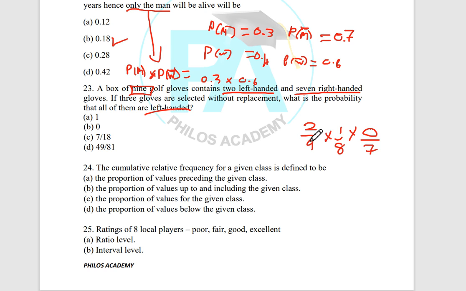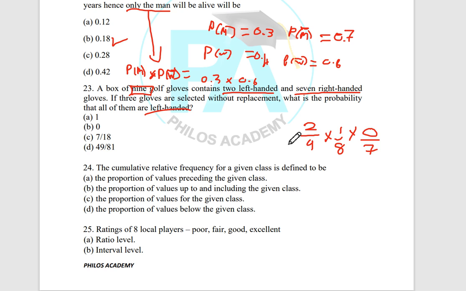So when you select the first left hand, the probability of getting it is 2 over 9, 2 over the total, times, but they said without replacement, you didn't replace it after selecting it. So since you didn't replace it, you are left with 8 gloves over there, and also you are only left with 1 left hand choice to select. So the probability of getting the second left hand will be 1 over 8.